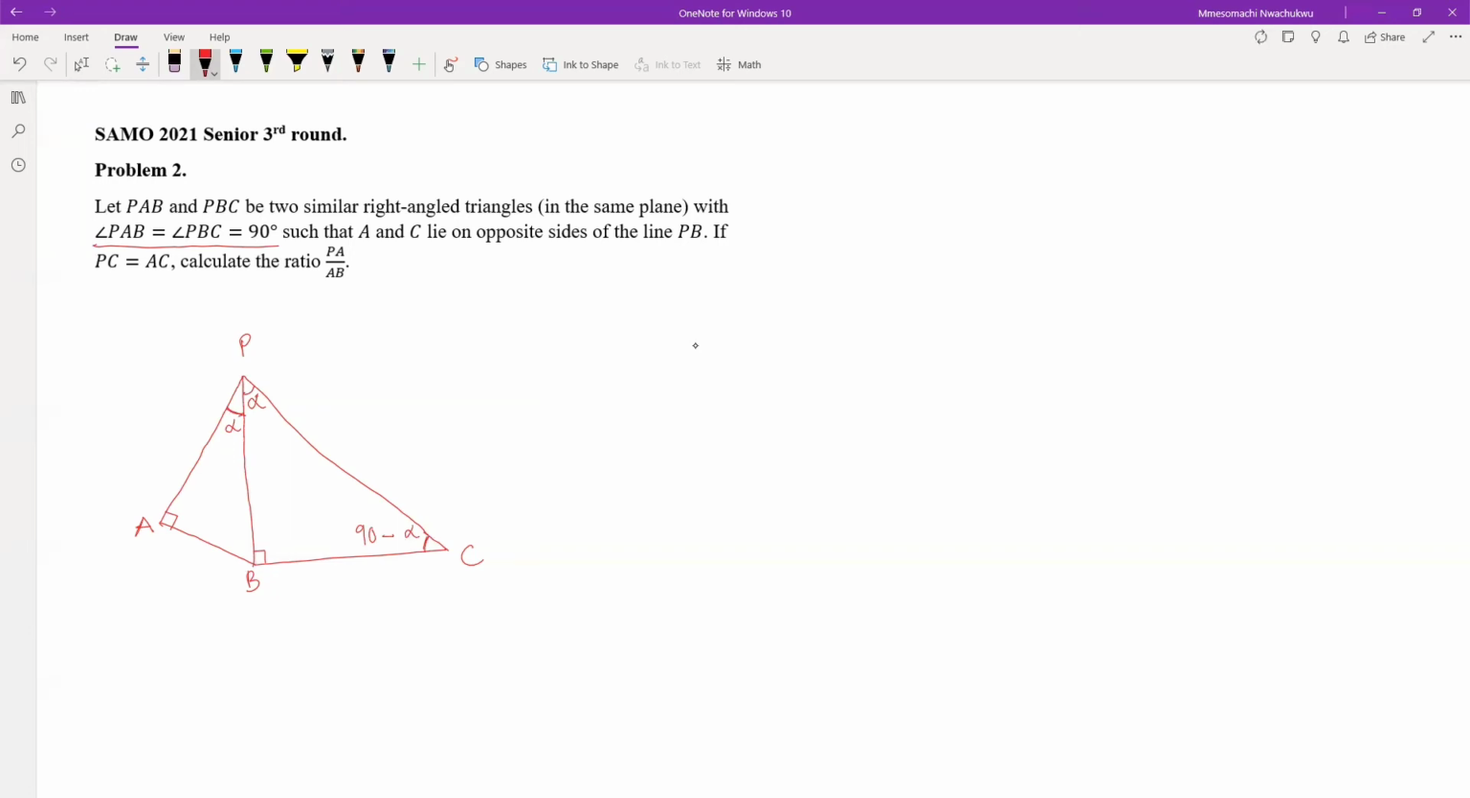So let's erase this. So now if the orientation of similarity is this way, what can we get? So let's let PB be equal to, or rather you can say let PC be equal to X. Okay, so what does this imply?